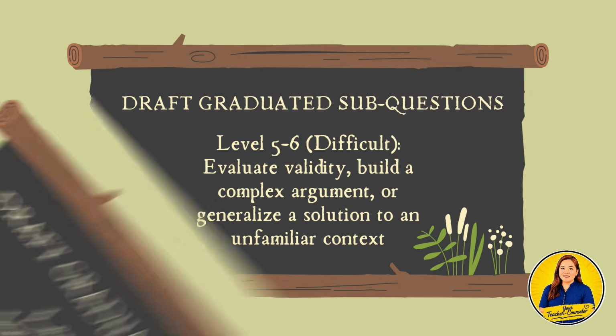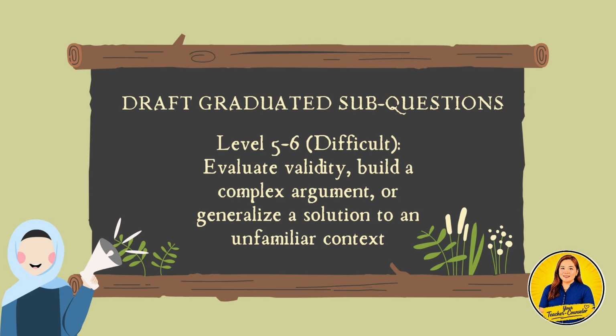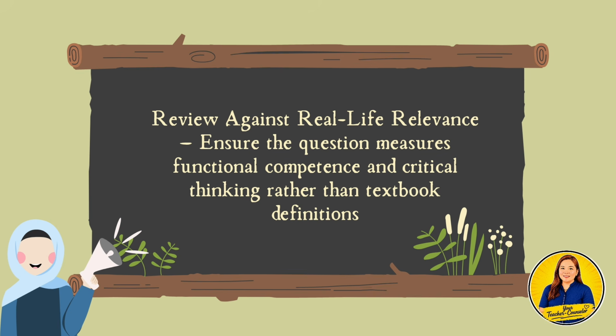And level 5 to 6, which are difficult questions asking students to evaluate validity, build a complex argument, or generalize a solution to an unfamiliar context. Finally, the last step is to review against real-life relevance, ensuring the question measures functional competence and critical thinking rather than textbook definitions. This graduated structure allows you to assess a full range of student abilities using just one stimulus.